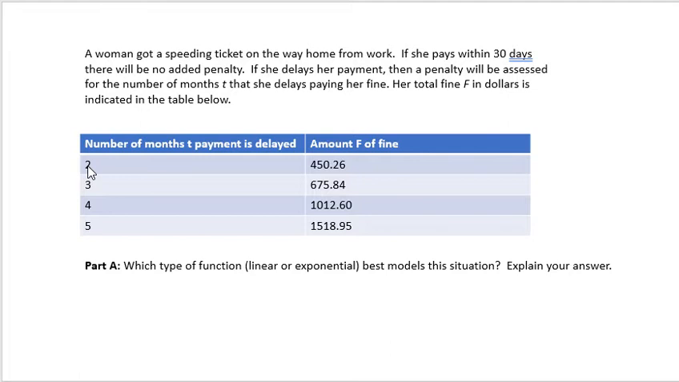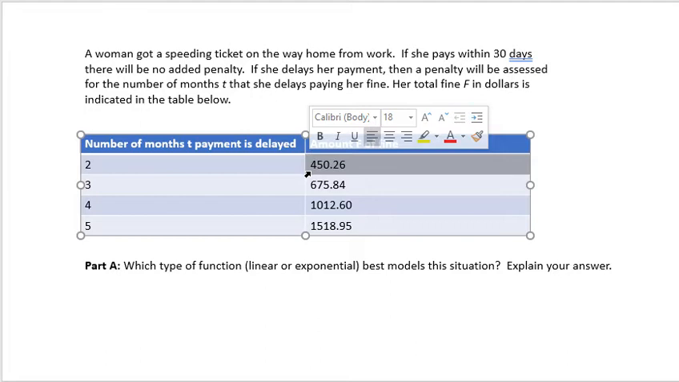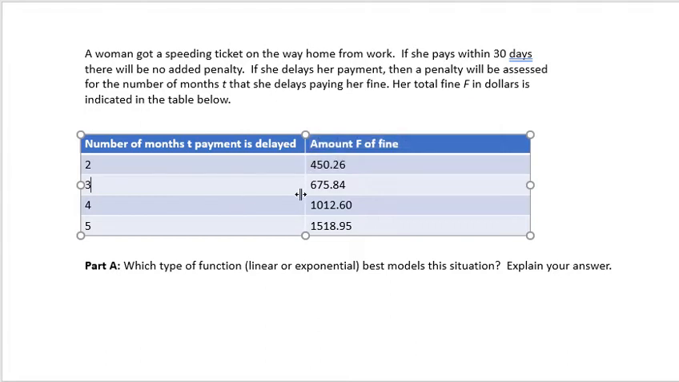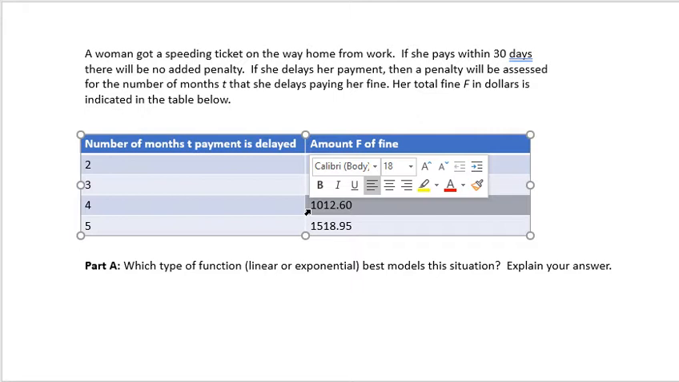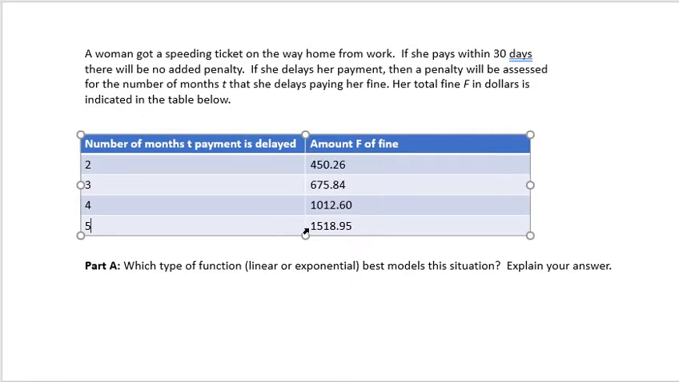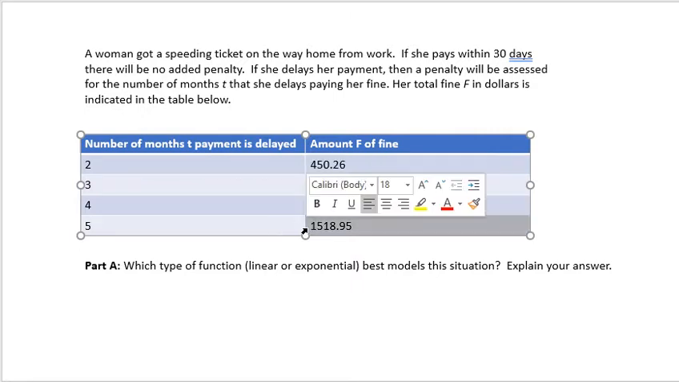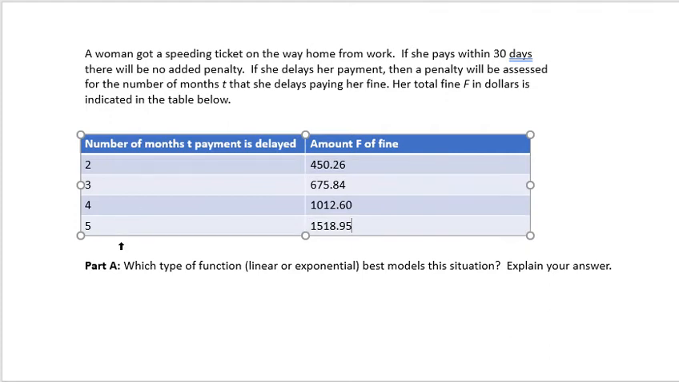Okay, so this tells us, if she doesn't pay her fine, after 2 months, she's going to have to pay $450.26. After 3 months, she's going to have to pay $675.84. After 4 months, $1,012.60. 5 months, $1,518.95. Okay, so it goes up quite a bit as time goes on.